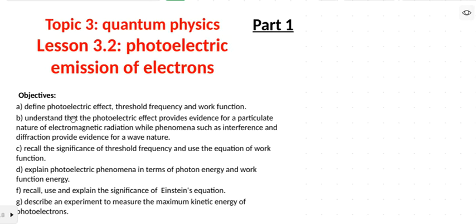To define the photoelectric effect or photoelectric emission, threshold frequency and work function. Understand that the photoelectric effect provides evidence for a particulate nature of electromagnetic radiation, while phenomena such as interference and diffraction provide evidence for a wave nature. Recall the significance of threshold frequency and use the equation of work function. Explain photoelectric phenomena in terms of photons, energy and work function. Recall, use, and explain the significance of Einstein's equation. Describe an experiment to measure the maximum kinetic energy of photoelectrons.